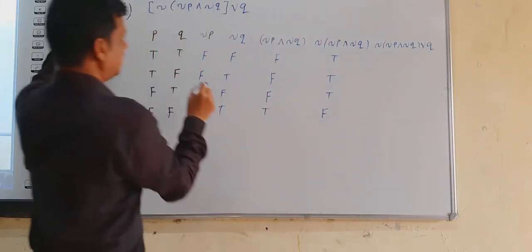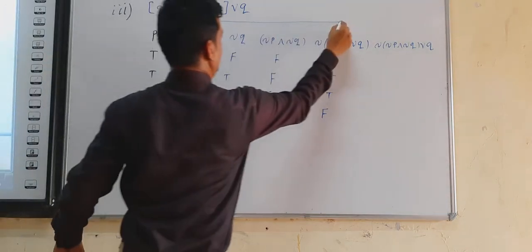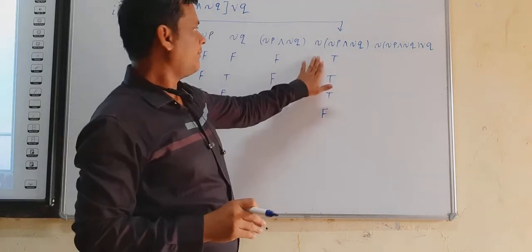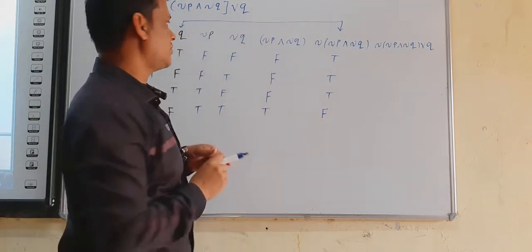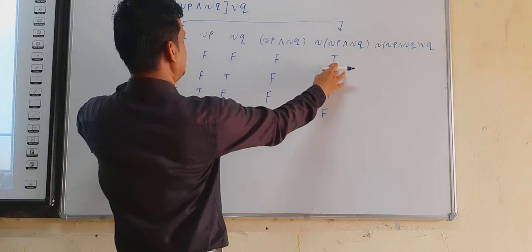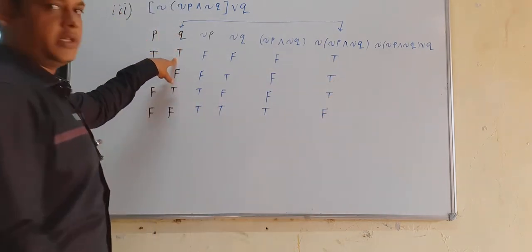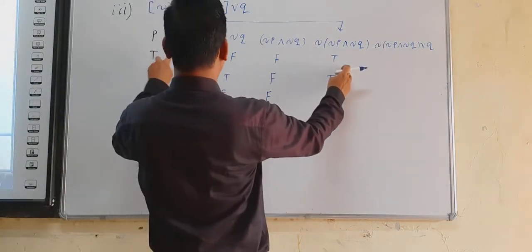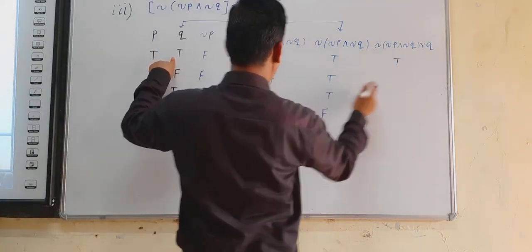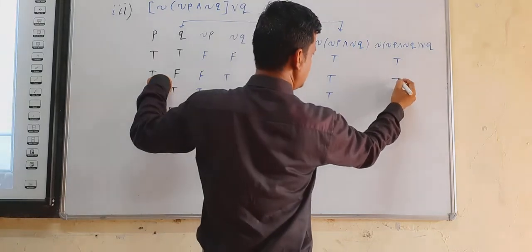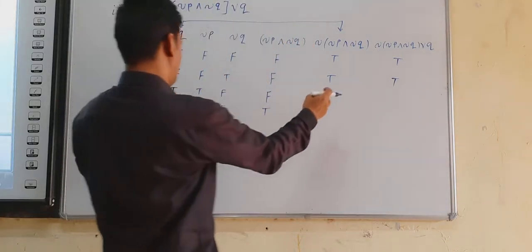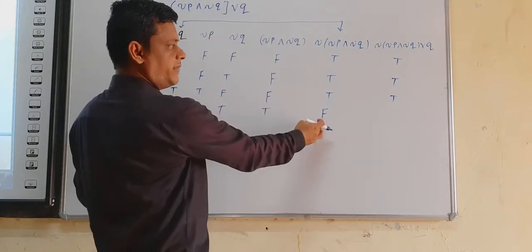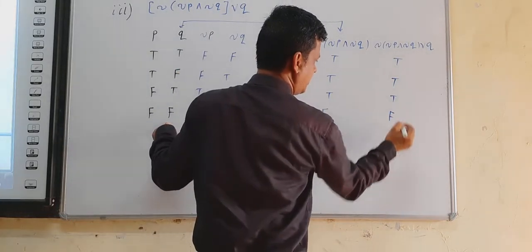Here we have to take this second column and this column, and here is the disjunction. So we apply the rule for the disjunction. If both the statements are false, then only its result is false, otherwise true. Both the statements are not false, therefore its result is true. Both are not false, therefore true. Both are not false, therefore true. Both the statements are false, therefore its result is false.